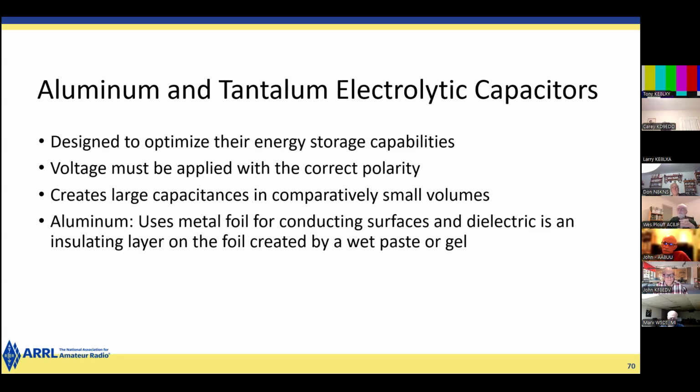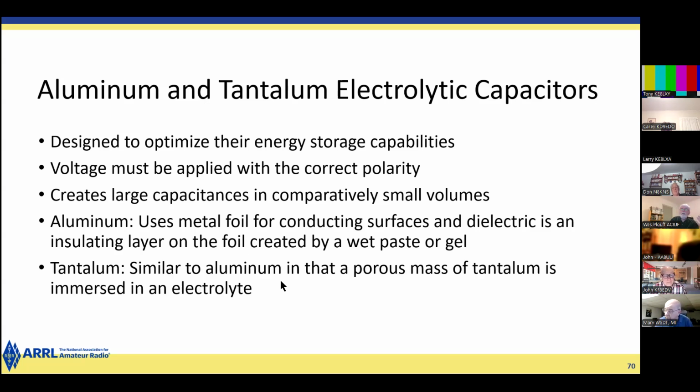So electrolytic capacitors use a wet paste or a gel between pieces of aluminum foil, and they're usually rolled up into a cylinder so that you have both layers of metal spiraling out from a center point. The dielectric gel creates the insulation between the metal plates, and it also increases the amount of capacitance for the area of the plates.